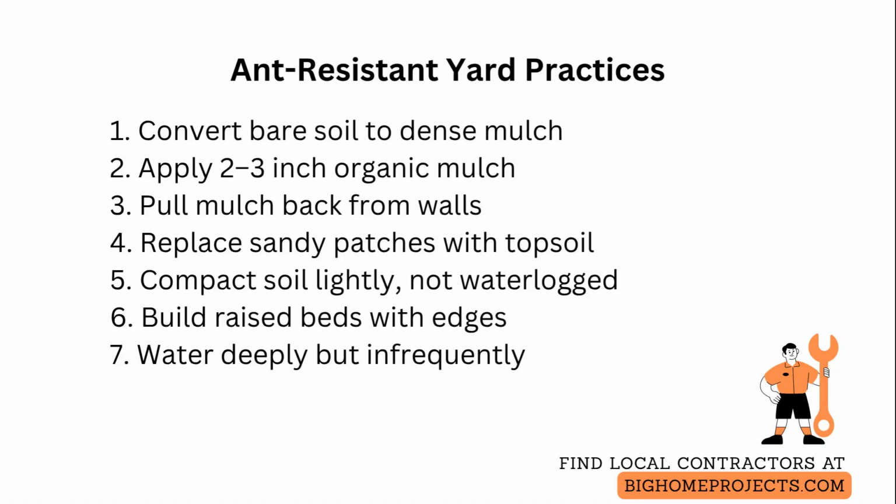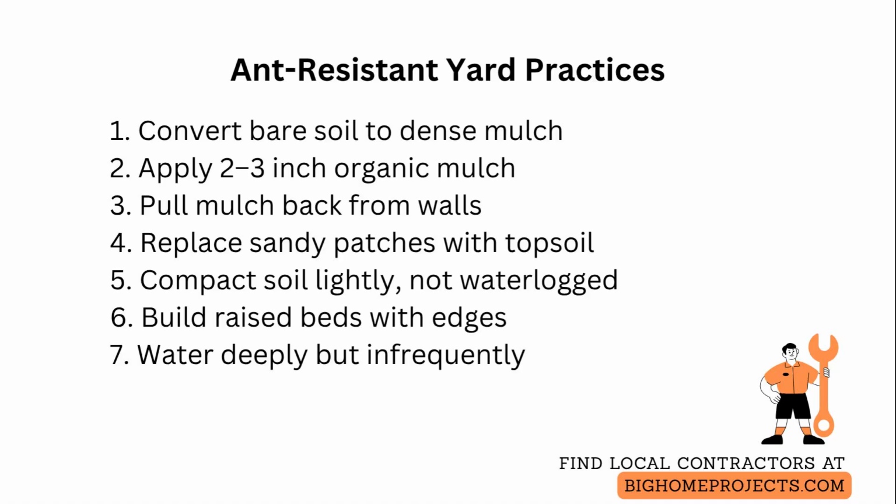Apply a 2 to 3 inch layer of organic mulch around beds and along foundations, keeping it pulled back 1 to 2 inches from building walls to avoid creating a direct bridge while still maintaining coverage. Replace bare, sandy patches with a mix of topsoil and compost. Compact lightly so the soil holds together without becoming waterlogged, which discourages tunneling.